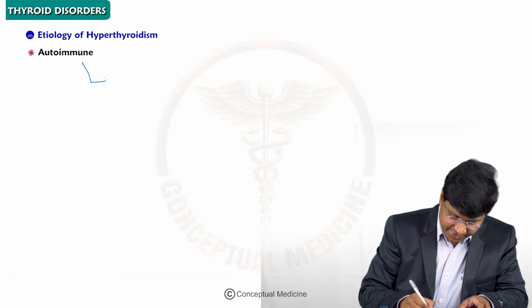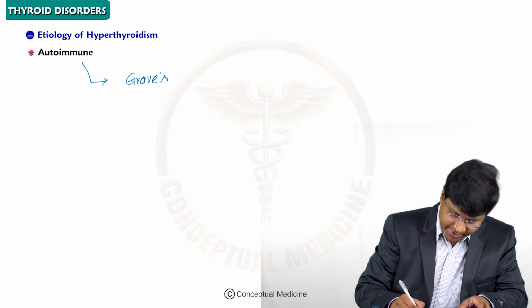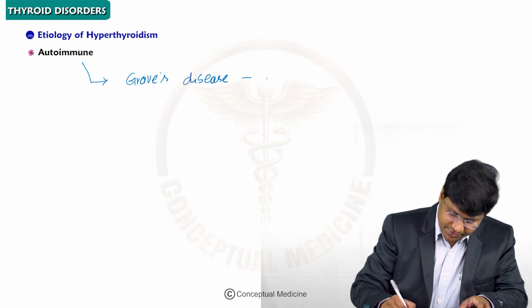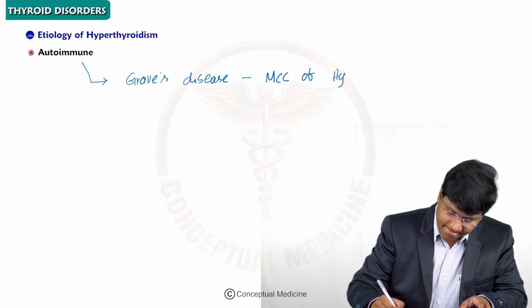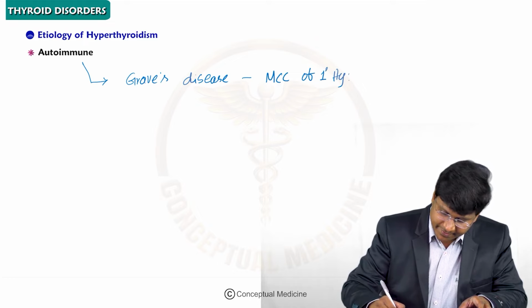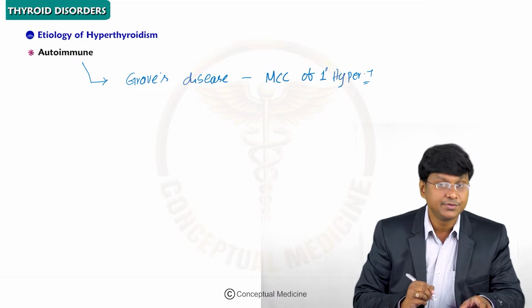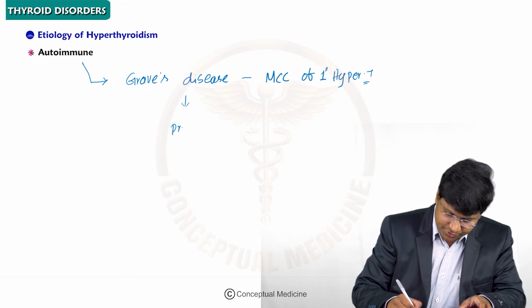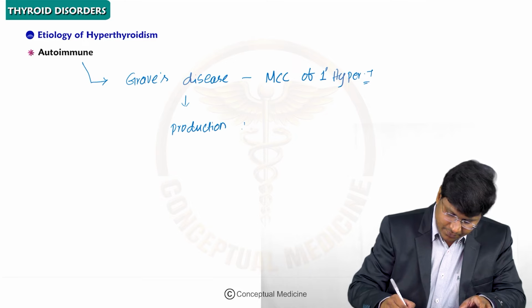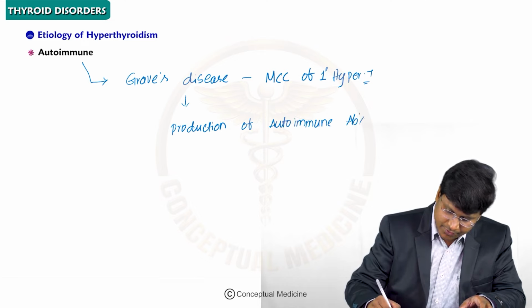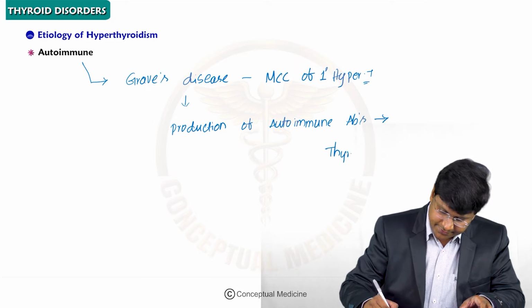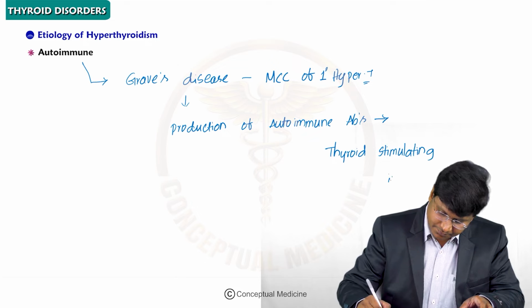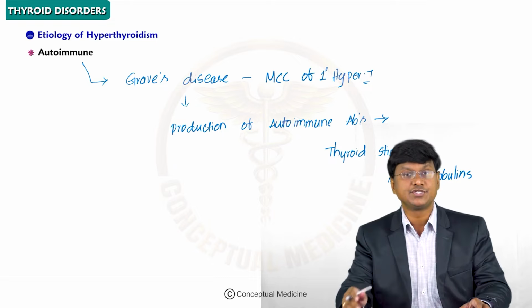So first we have autoimmune conditions, that is Graves'. And please remember, Graves' disease is the most common cause of hyperthyroidism, right, the most common cause for primary hyperthyroidism. Now, this is an autoimmune disorder, so it is characterized by the production of autoimmune antibodies, and these autoimmune antibodies are thyroid stimulating immunoglobulins, right? These are thyroid stimulating immunoglobulins.